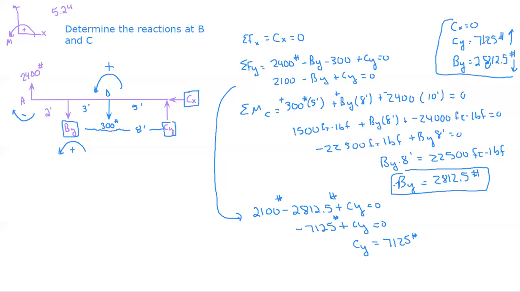So we were asked to find the reactions at B. There was just one, in the y direction. And then the reactions at point C, where there are 2, one in the y direction and one in the x direction.